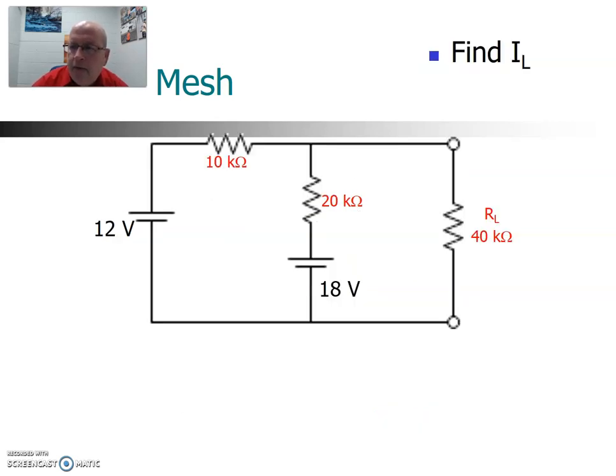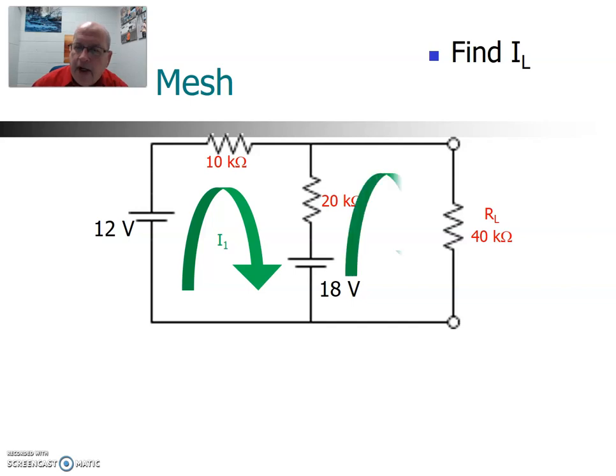Let's look at another example. Let's say we're looking for the current in the load resistor, which is the 40K in this example. We're going to again utilize mesh currents to do that. So we assign a first mesh current on the left-hand side, I1, and the second one on the right-hand side, I2. Assign your polarities and work your way around the loop writing your KVL equations.